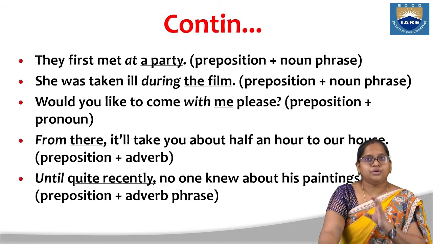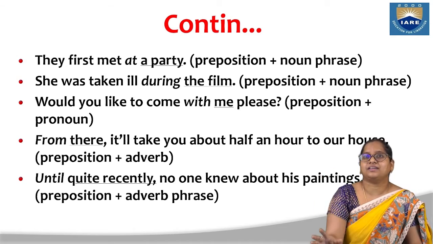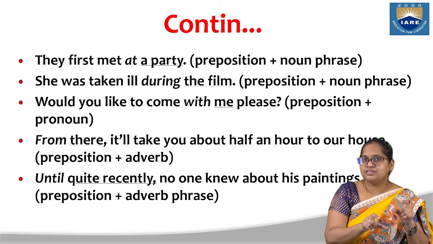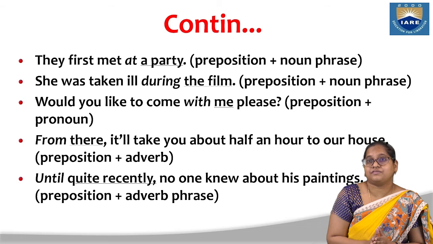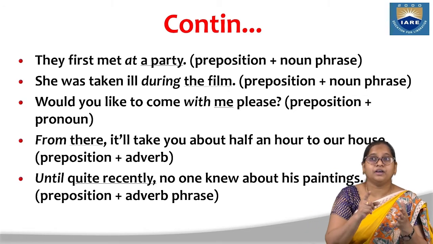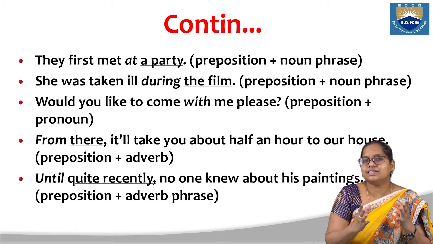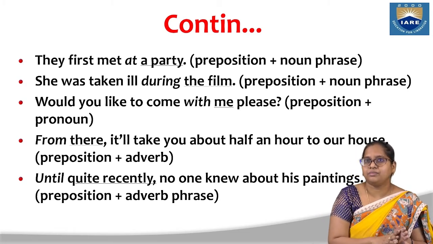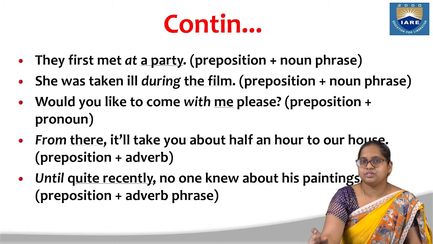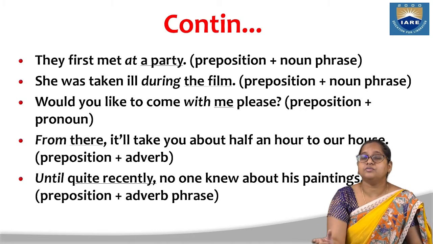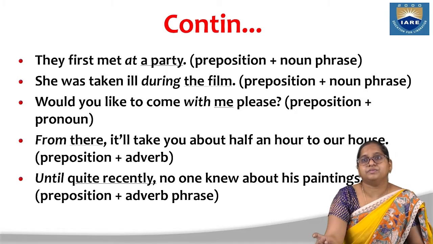For example, look at these sentences. They first met at a party, right? These prepositions are used in phrases, so they are called prepositional phrases. And these phrases could be a noun phrase, verb phrase, or an adverb phrase. They first met at a party. Here "at" is a preposition and "a party" is a noun phrase. So "at a party" is a prepositional phrase.